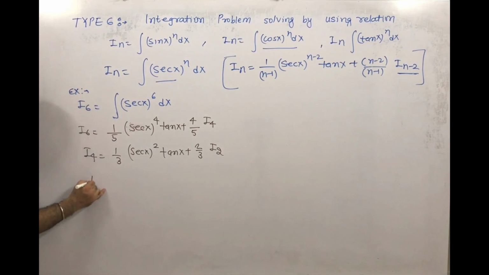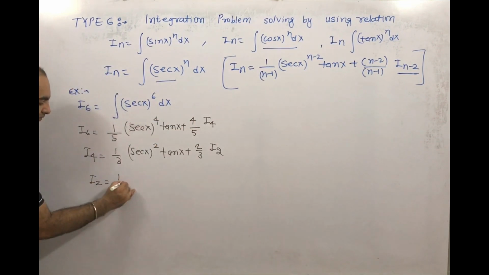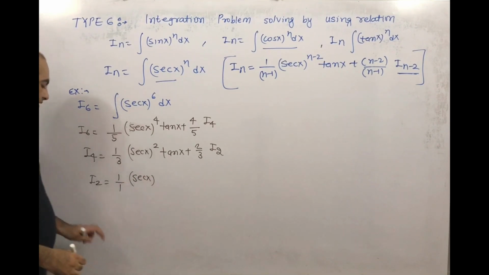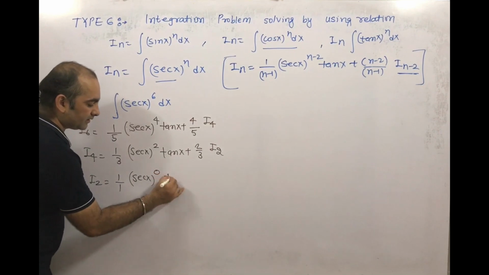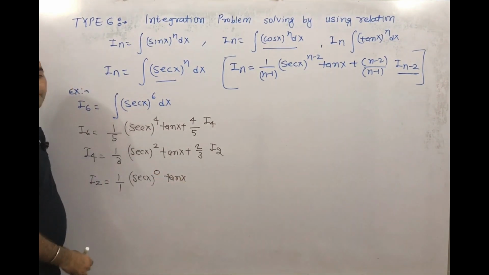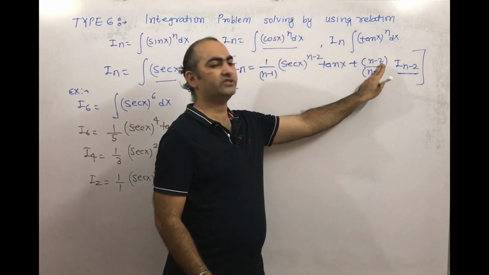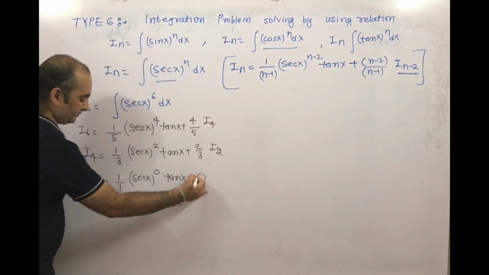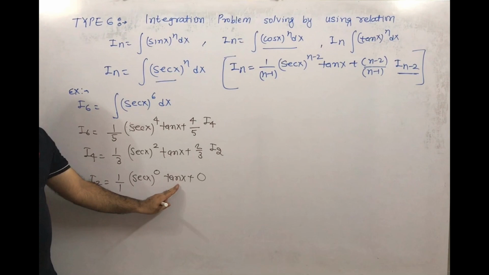So I2. If you put n equal to 2, 1 divided by (2 minus 1) is 1 only. So 1 divided by 1 secant x to the power 2 minus 2, that is 0, tan x, plus 2 minus 2 is 0, and 0 into anything is 0 only. So I2 equals 1 tan x, that is tan x.